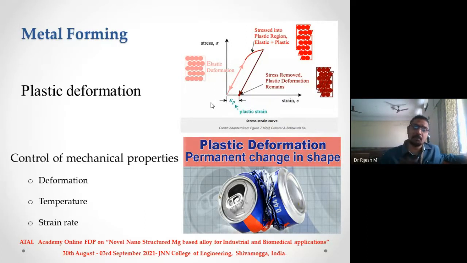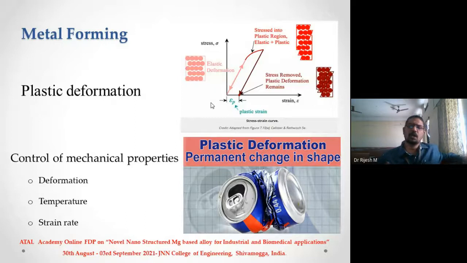But there is something more about plastic deformation. Plastic deformation can actually control the mechanical property of your material. If you are able to control the deformation temperature and strain rate, you will be able to control the mechanical properties. What I mean to say is, if you adopt two different plastic deformation processes to make the same component, you're going to have two different mechanical properties, just because severity of deformation in one process was slightly higher than the other.